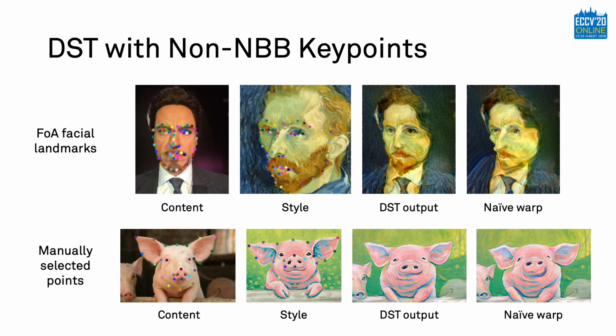DST also flexibly supports matching points found by methods other than neural best buddies. Here we show 2 examples, one with points discovered by Face of Art's facial landmark detector, and another with points manually selected by a user. We see that cleaner key points give better results, both in our method's output and in the naive warp, suggesting that as key point detection methods improve, so will DST results.